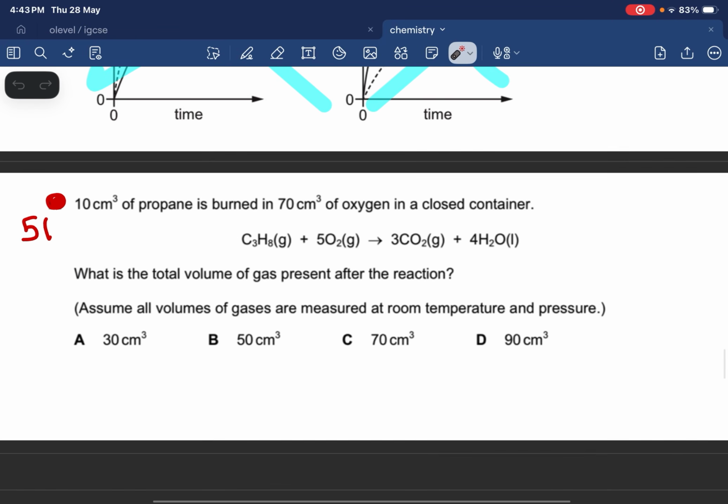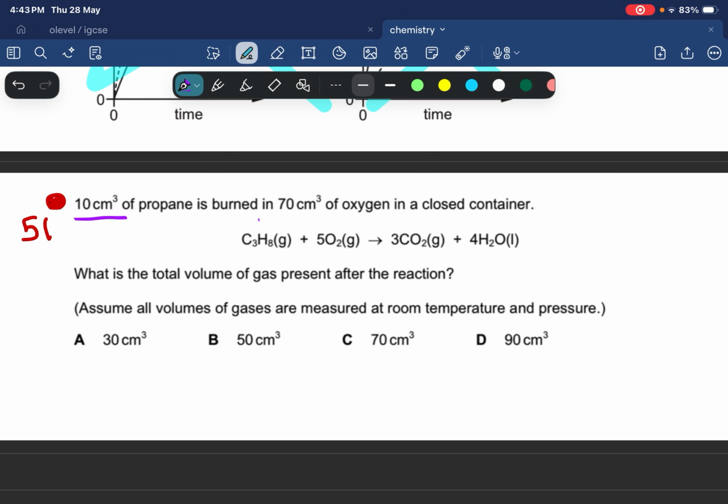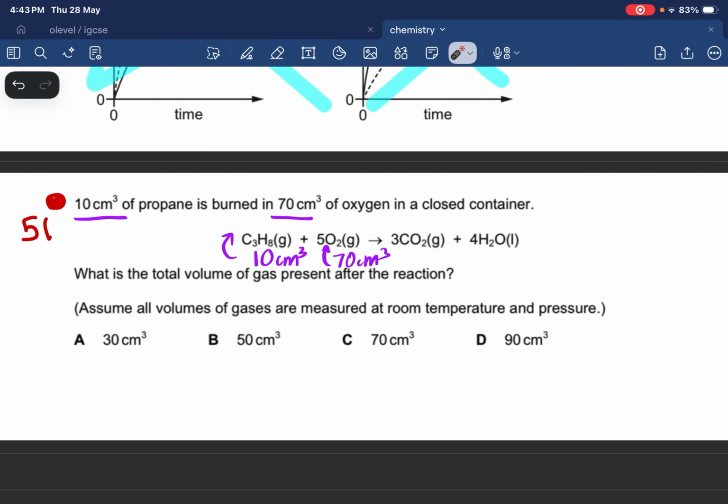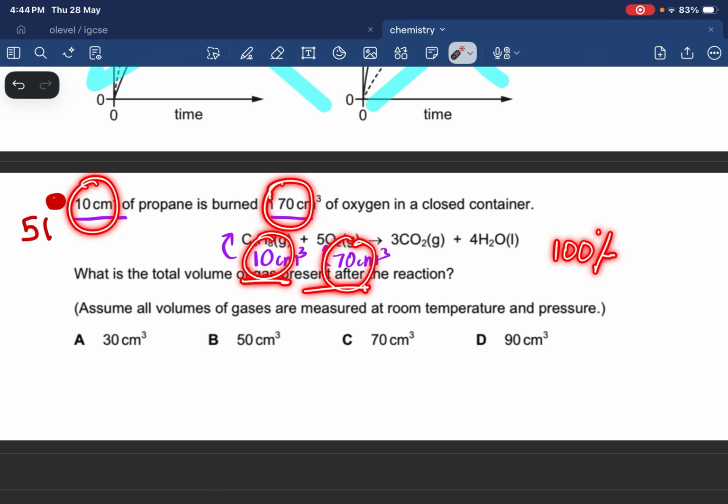Okay, question 51. 10 cm cube of propane is burned in 70 cm cube of oxygen in a closed container. So we have 10 cm cube of this and 70 cm cube of this. Whenever you are given the quantities of both the reactants, 99% of the time one is going to be the limiting and the other is going to be in excess. I'm reading the question for the first time, but since they're telling us both the reactants, there's going to be something about limiting and excess.